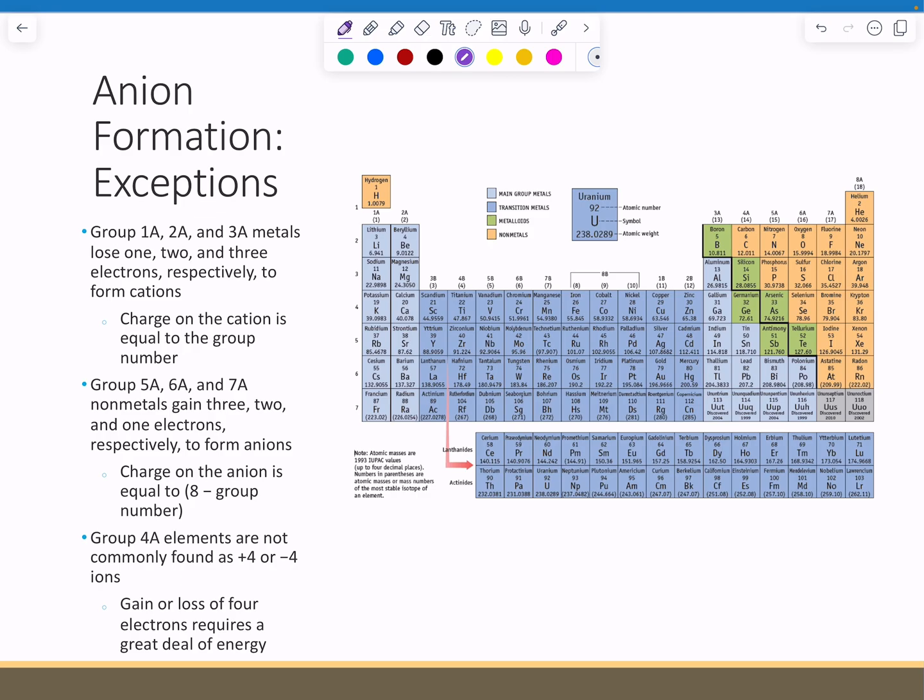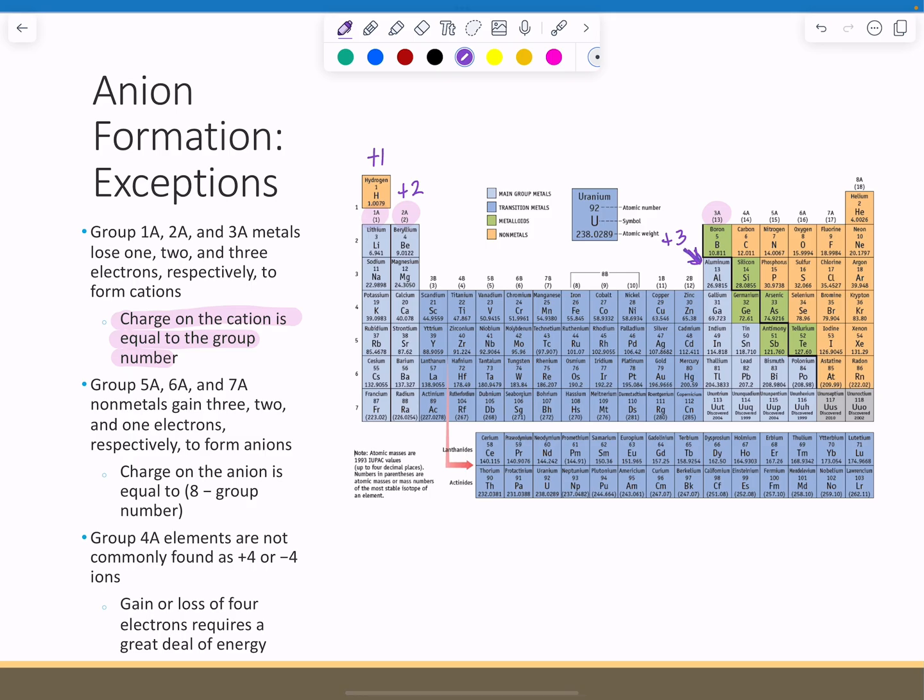Let's talk about some exceptions just briefly before we're done. Okay. So we've been talking about group 1A, group 2A, and group 3A, the metals. So those are the things in blue. And they lose 1, 2, or 3 electrons to form cations. Okay. And the easy way to remember this is the charge on the cation is equal to the group number, right? So we get +1, +2, and then these guys down here form +3 ions.